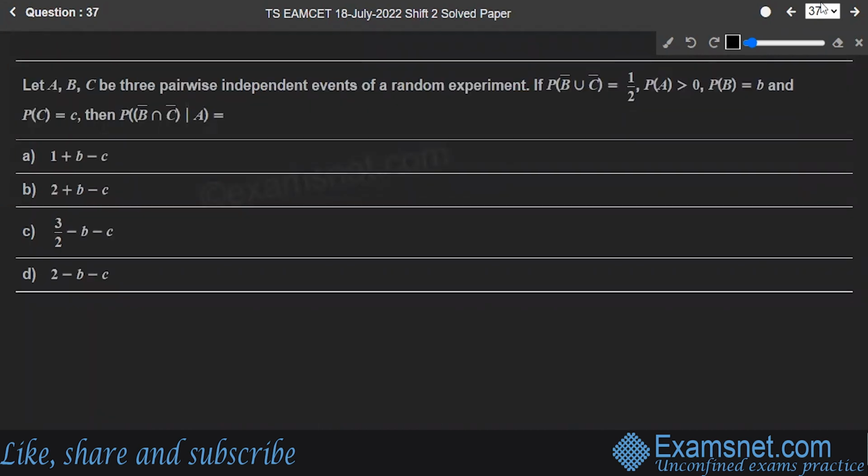Question number 37. Let A, B, C be three pairwise independent events of a random experiment such that the probability of B bar union C bar is equal to 1 by 2, where P(A) is greater than 0, P(B) is equal to b and P(C) is equal to c. Then you have to find the probability of B bar intersection C bar given A. First, you are given that A, B, C are pairwise independent events. So that means B bar intersection C bar and A are also independent.